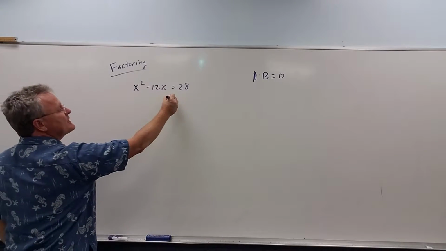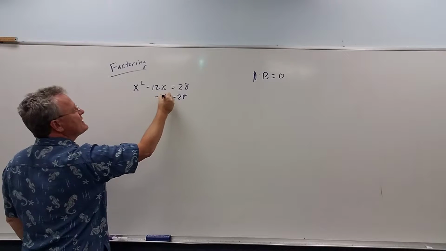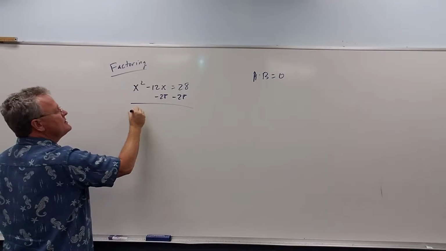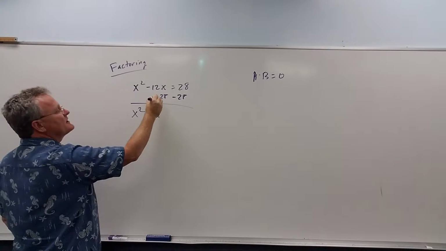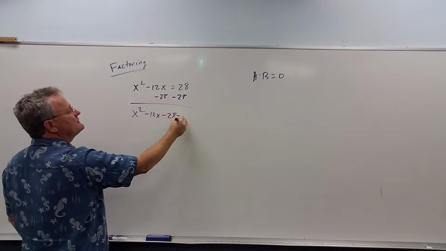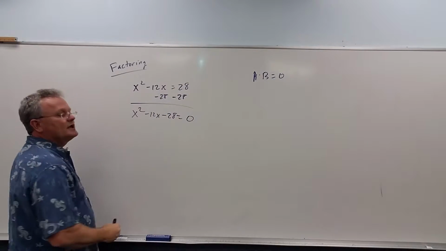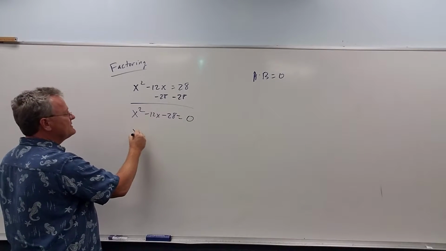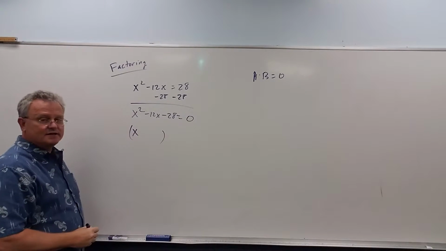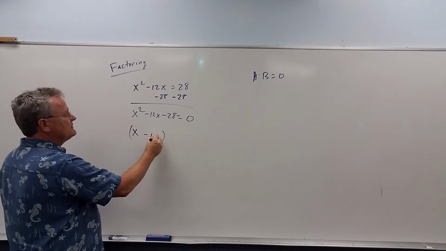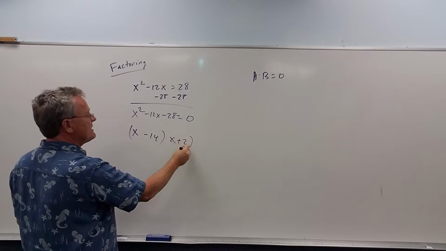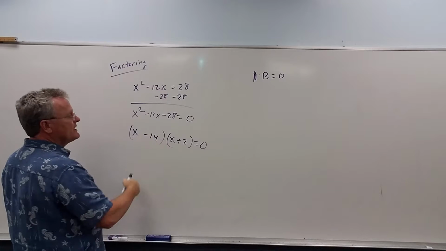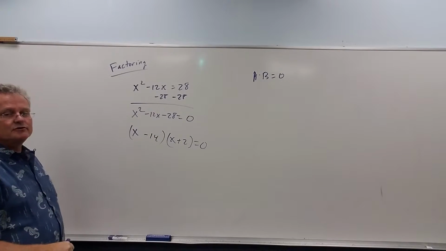So let me subtract 28 from both sides to get it equal to 0. x squared minus 12x minus 28. Negative 28 plus 28 is 0. To factor this, what two numbers multiply to negative 28 but add to negative 12? Negative 14 and positive 2 multiply to negative 28, and they add to negative 12.